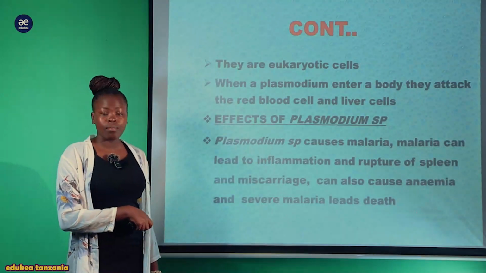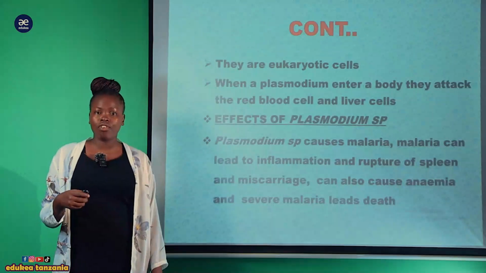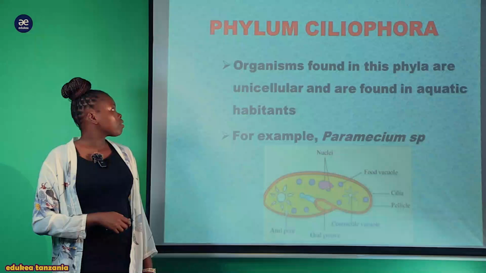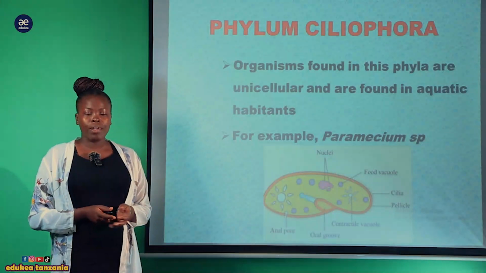So malaria, this Plasmodium species, is a very dangerous parasite to human beings. Now that was all about the phylum Apicomplexa, which was represented by the Plasmodium species.